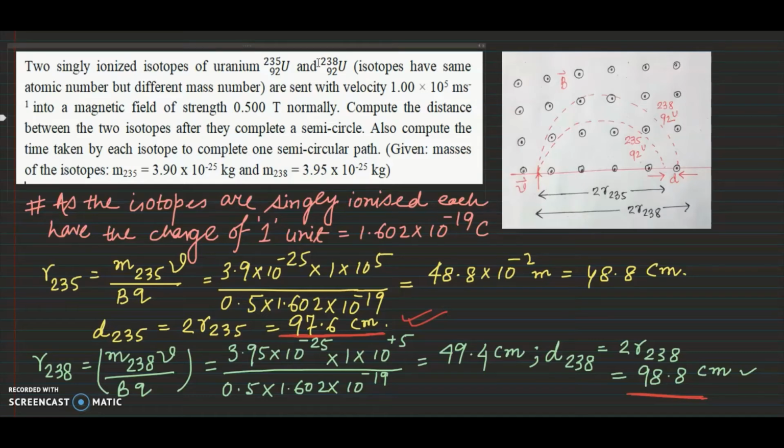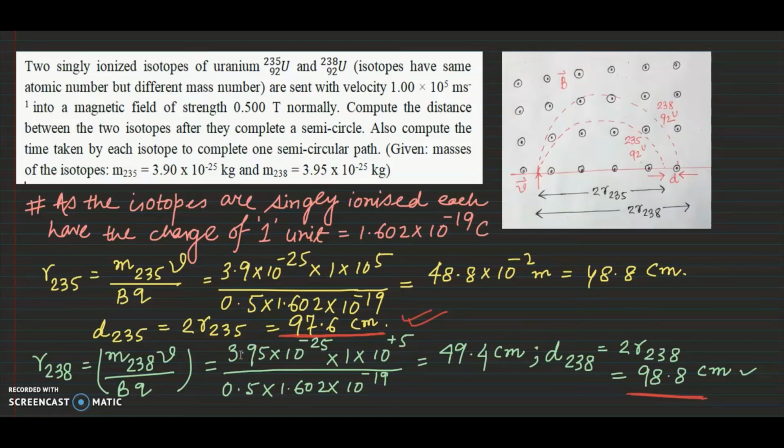For the uranium 235U92 we can calculate the radius of the semicircle. So R235 will be M235 V divided by BQ. If I put the values of M235, V is 1 times 10 to the 5, B is 0.5 Tesla, Q is 1.602 times 10 to the minus 19, we will get the value of R235, that is 48.8 centimeter. Now what is the diameter value? I need to multiply it by 2. So D235 will be 2 times R235. So it becomes 97.6 centimeter.